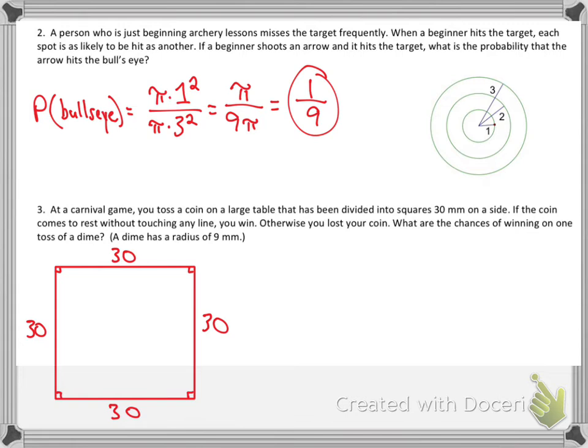So it's a carnival game. You're trying to fit it totally within the square, not hitting any of the borders of it. Otherwise, you lose your coin, you lose your game. What are the chances of winning on one toss of a dime?